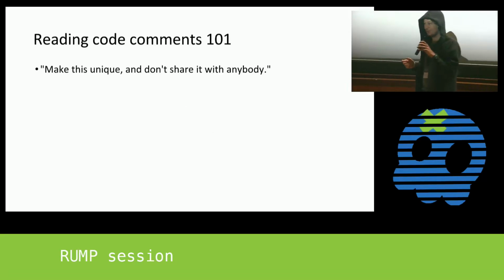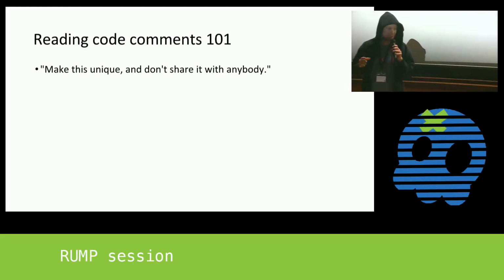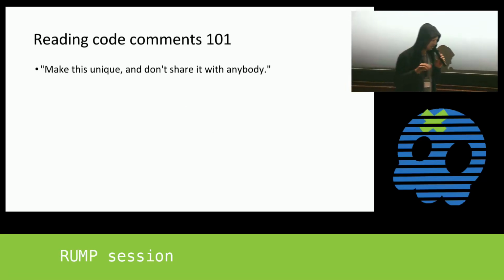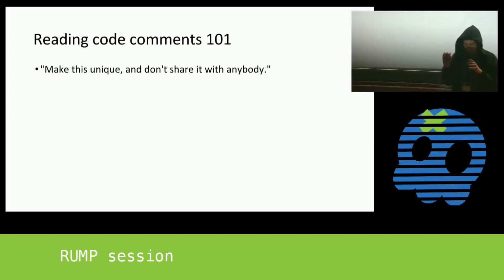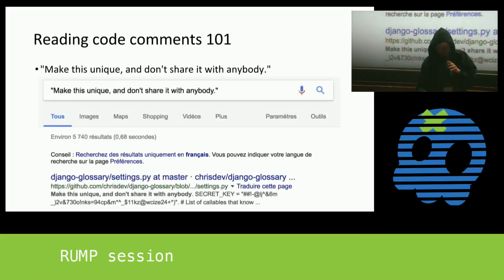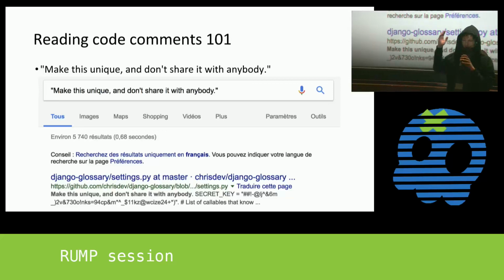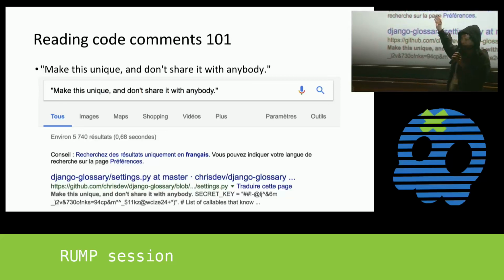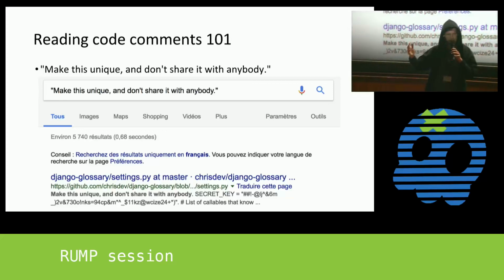For instance, what happens if someone has a configuration file where there is a comment like, make this unique and don't share it with anybody ever? Well, of course, it will end up in 5,000 different configuration files with secrets, because this is from the Django configuration file. And if you get this secret, you can actually forge cookies so you can take over the app.